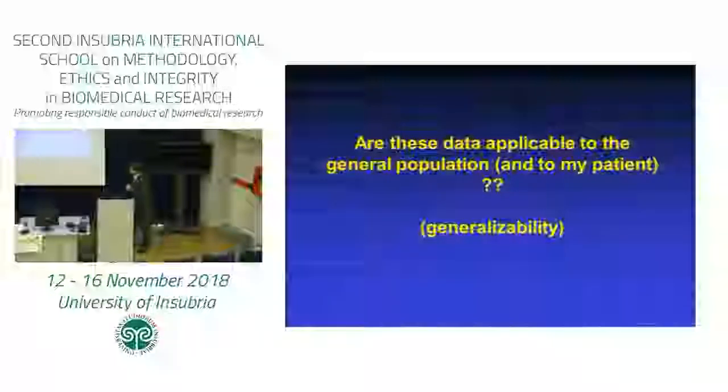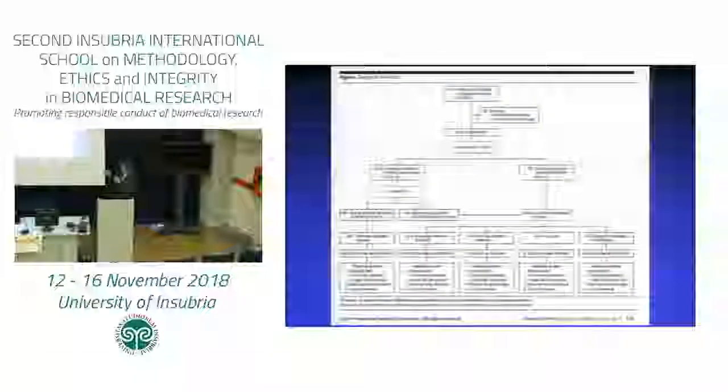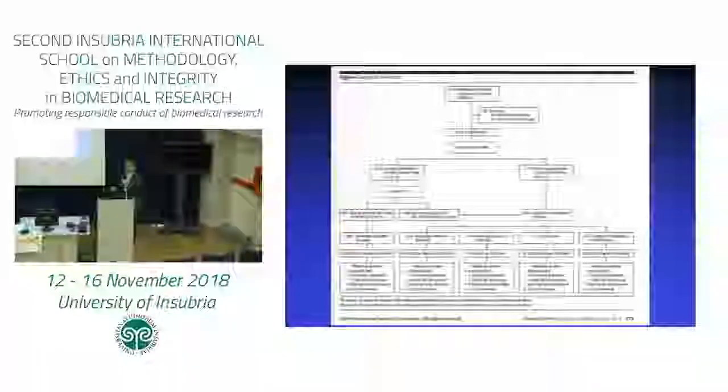Patient population. When I read a paper, I ask, is this population similar to my patient, the patient I want to treat? It's too difficult for me to say that in English, generalizability or something like that. There is a scheme in every paper. Please read it. Inclusion, but also exclusion. How many patients, how many excluded, eligible to be included, agreed to participate, did not agree. So look at the numbers, who did not agree, why they were excluded. Please read this. This data is not included in the abstract, so you have to go to the paper to read it.